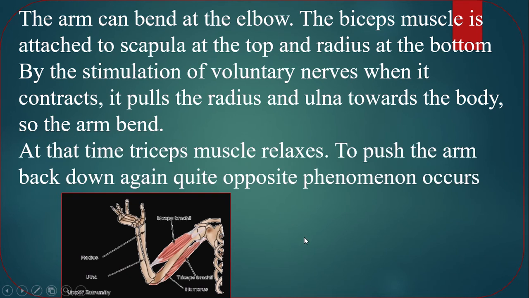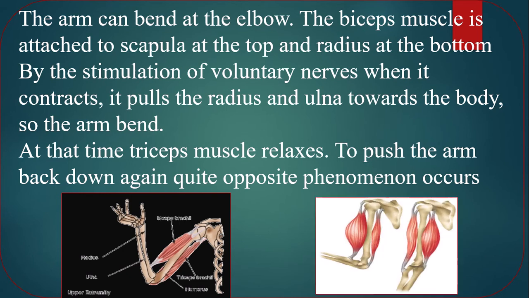At the time of triceps muscle relaxing to push the arm back down, quite the opposite phenomenon occurs. That means when the biceps muscle contracts, the hand will bend. When the triceps muscle contracts, the hand will be straight. At the same time, the opposite muscles will relax.